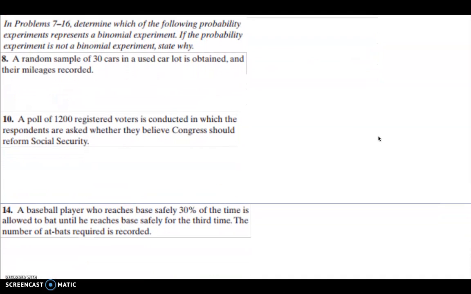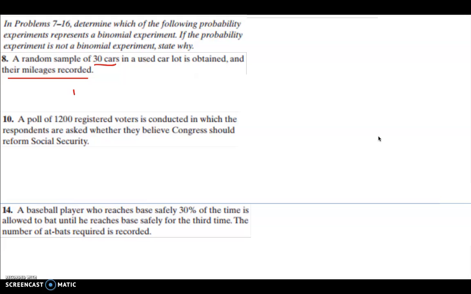So let's look at a couple of examples. Determine whether the following probability experiments represent a binomial experiment. If the probability experiment is not binomial, let's state why. A random sample of 30 cars in a used car lot is obtained, and their mileage is recorded.